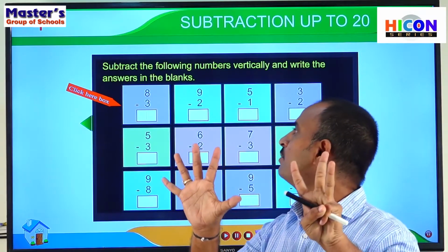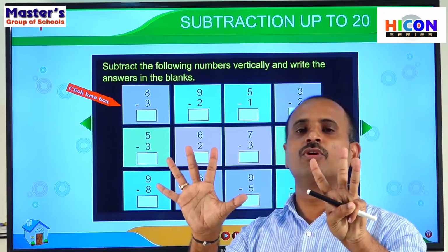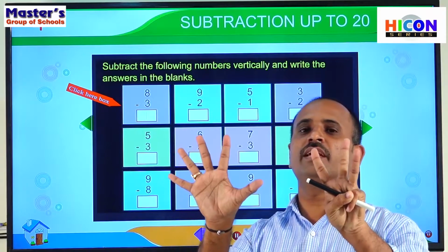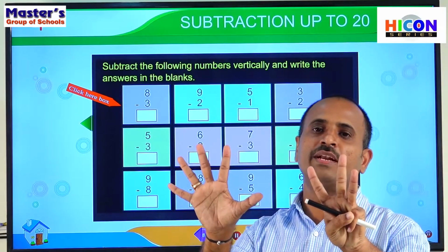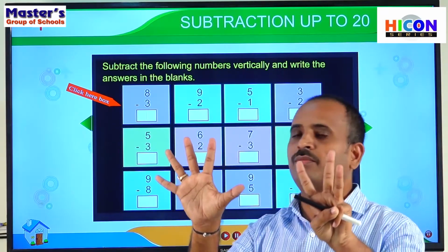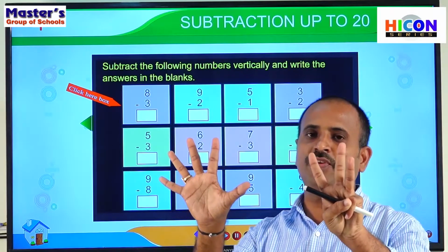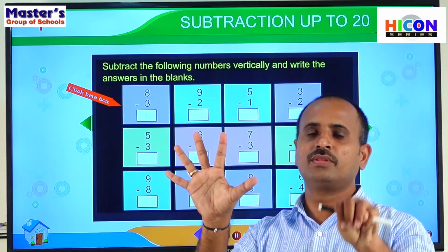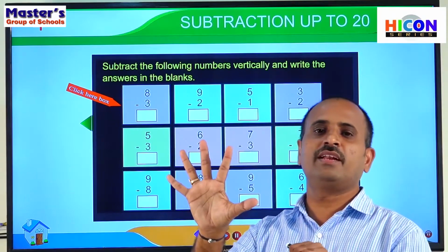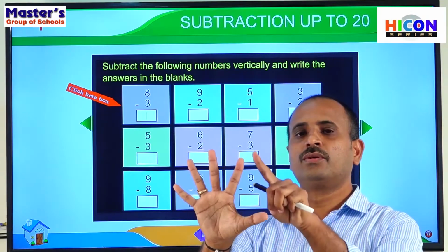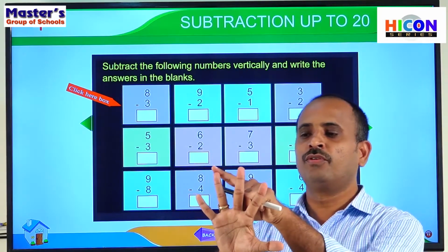Now what is the second number there? 3. So we have to close 3 fingers among these 8 fingers. That means I have taken away 3 fingers from the 8 fingers. So close 3 fingers, 1, 2, 3. So children, how many fingers are left there? So 1, 2, 3, 4, 5.